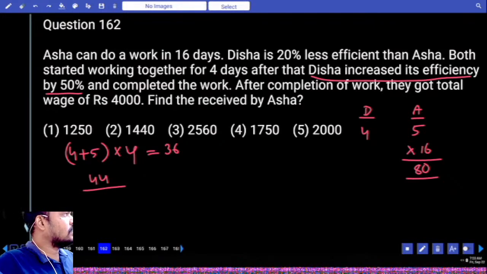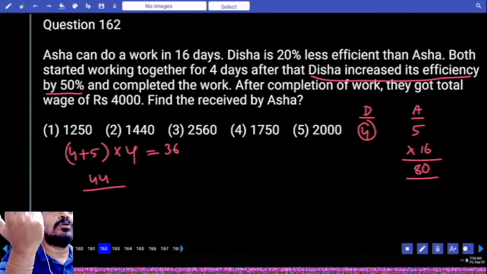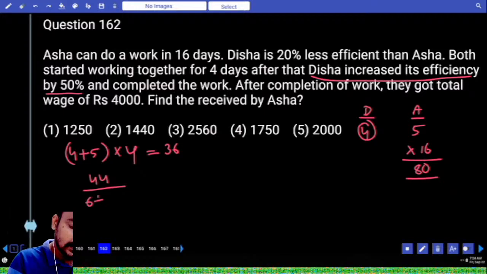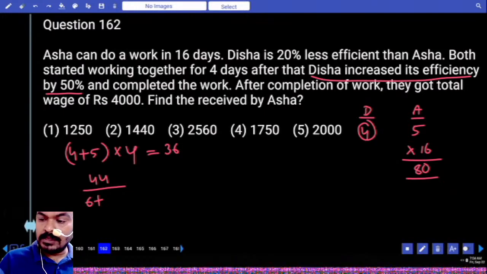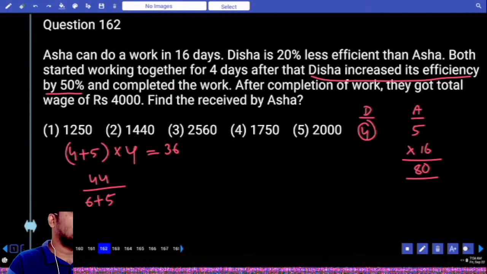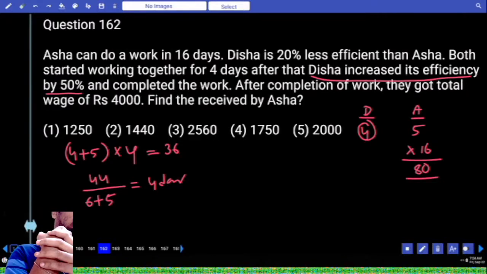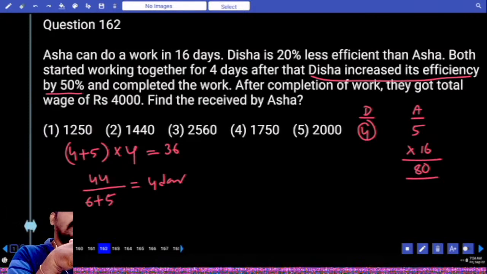It is completed by Disha after increasing her efficiency by how much? 50%. Already Disha efficiency 4 parts. Increased 50% means 2. 4 plus 2, 6. Plus, what is the Asha efficiency? 5 parts. 6 plus 5, 11. 44 by 11 means again 4 days. First 4 days Asha and Disha are working. Next 4 days also Asha and Disha are working. Simply we say Asha is working for 8 days, Disha also working for 8 days.